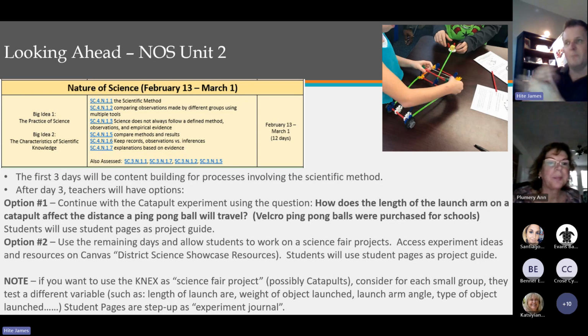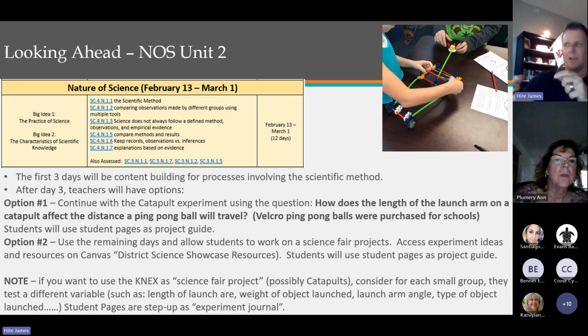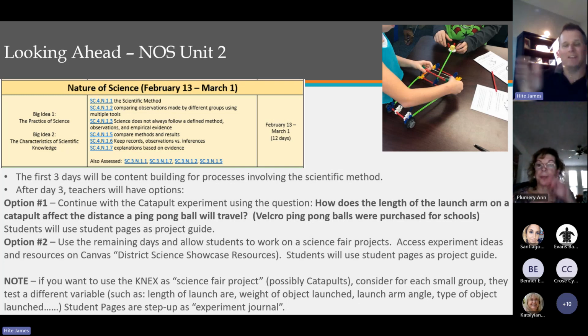Then we have some options. If you want to continue with that experiment that is addressed in the first few days, we kind of use that question there, the length of the launch arm, as our springboard. If you want to continue that route and do the experiment, do the launch arm, Velcro ping pong ball, the student pages are kind of laid out like an experiment journal. So we'll have everything in there: procedures, materials, data collection chart, graph. So it's kind of set up that way.